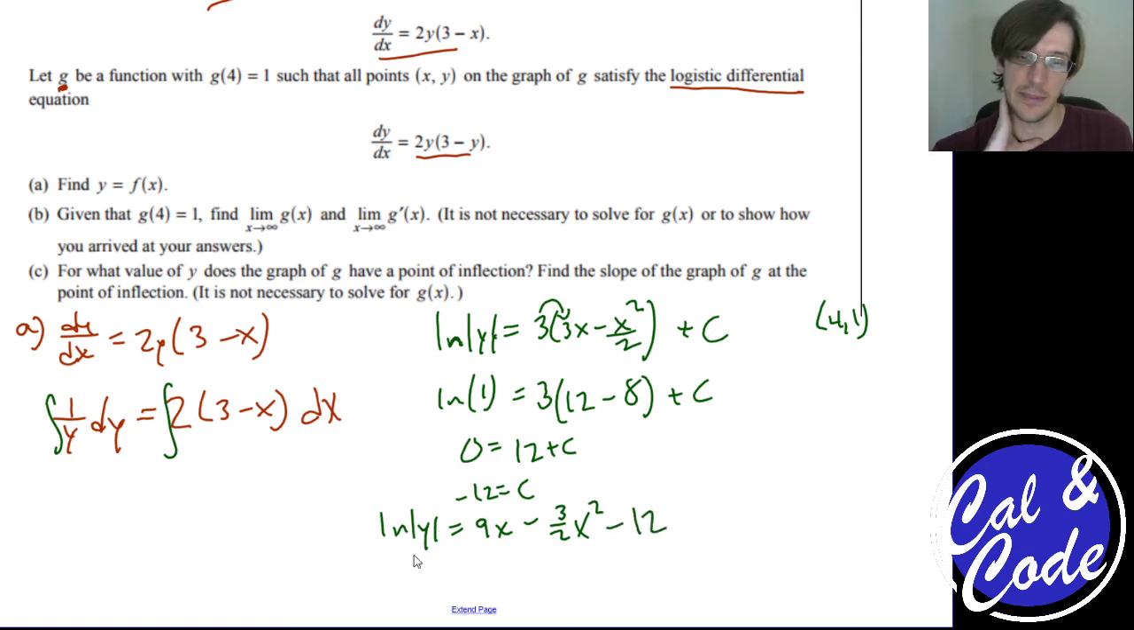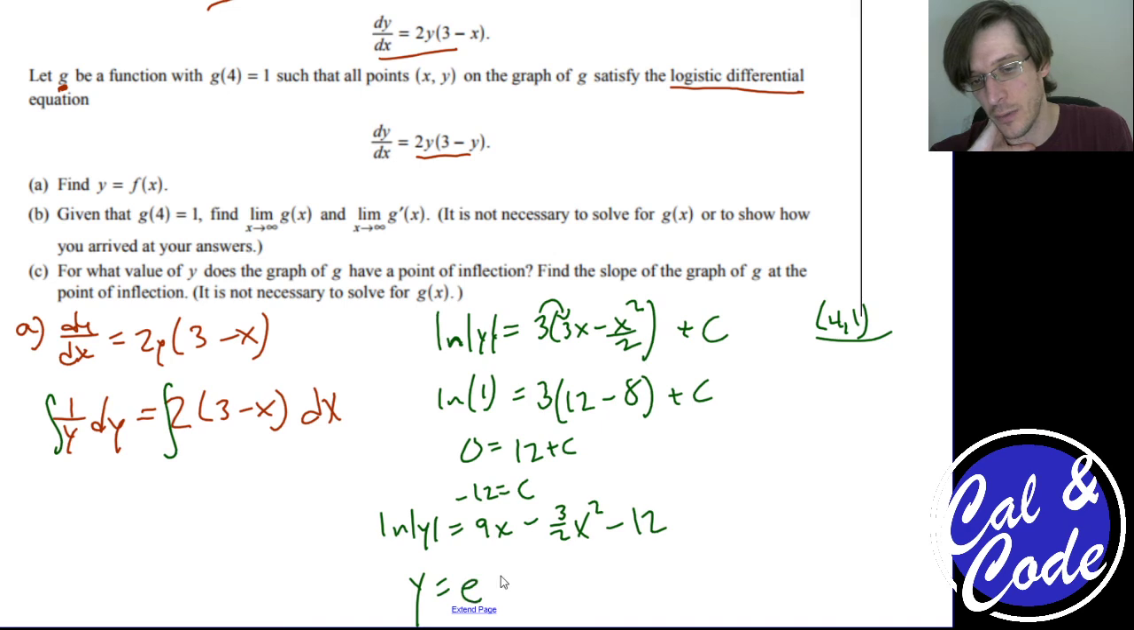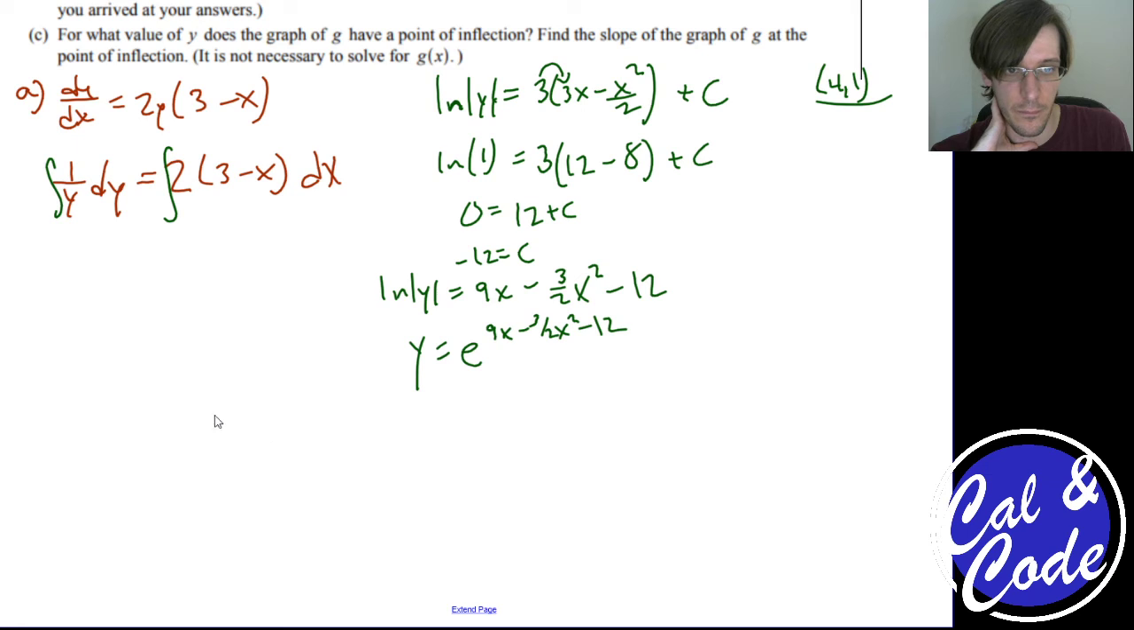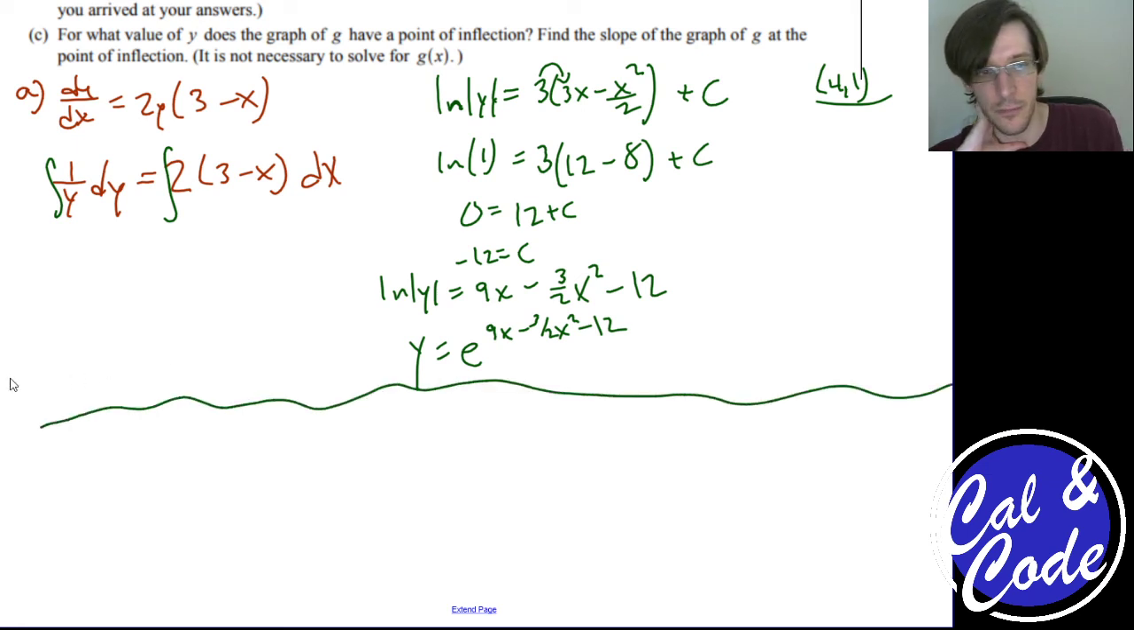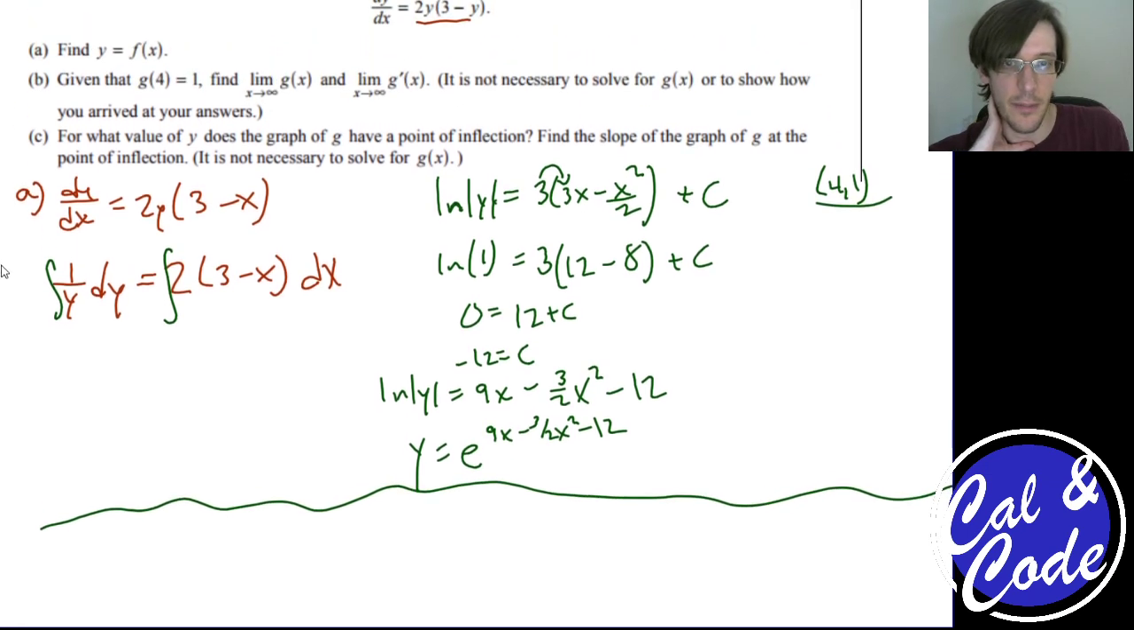Now I'm going to exponentiate both sides, again making sure I pay very close attention to my initial condition, because my initial condition has a positive y, when I do this, I will end up with y equaling the positive e. If it had been negative, I'd need a negative on the front of the e. So e to the 9x minus 3 halves x squared minus 12. Okay, there we did it. That is part A. Probably worth a ton of points. Let's talk about part B.